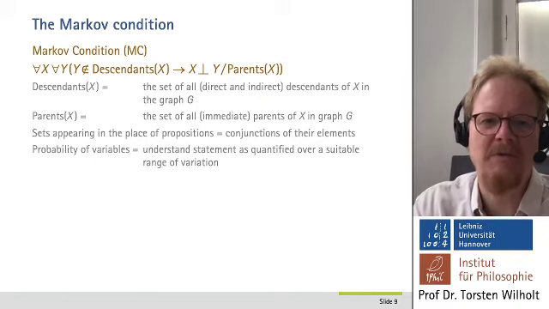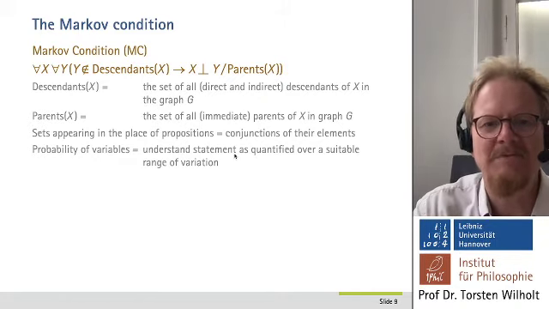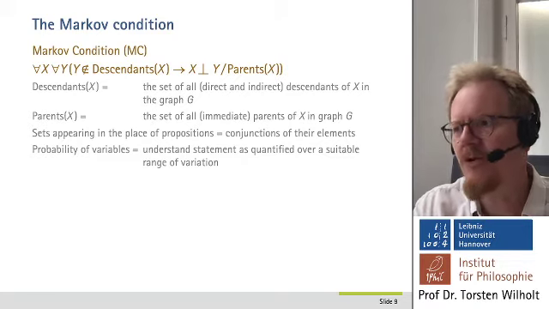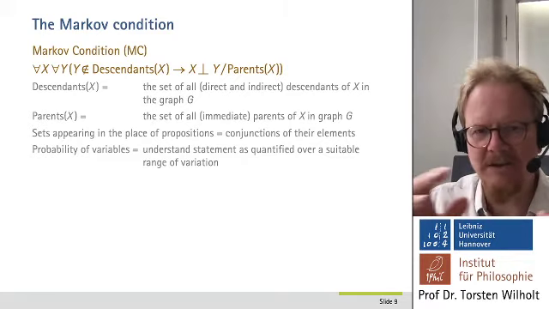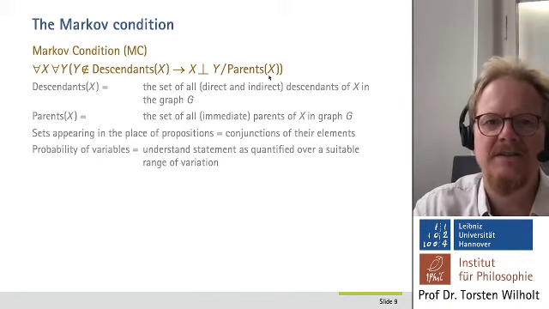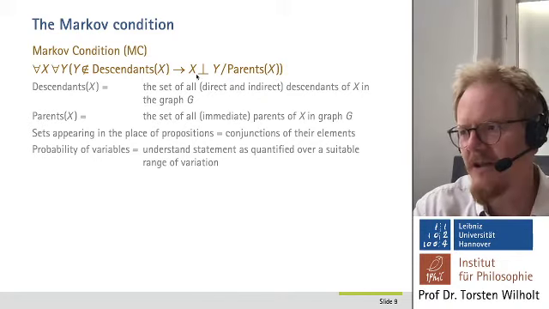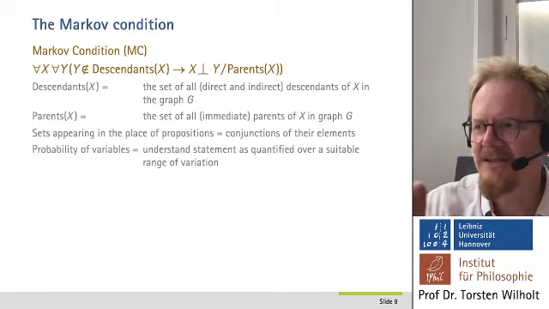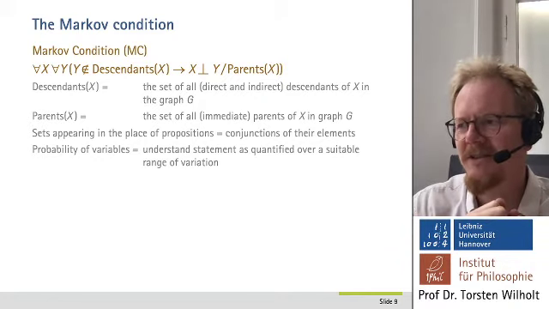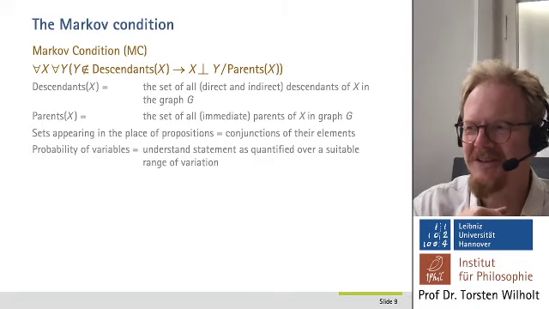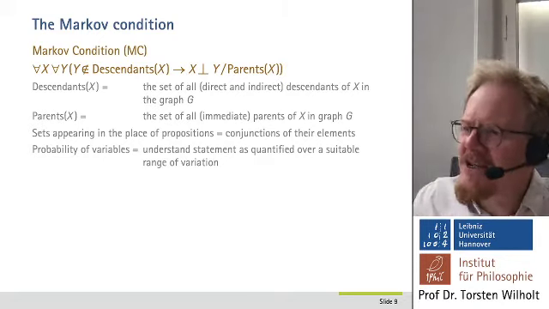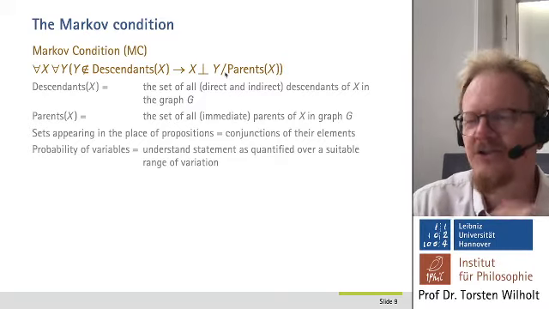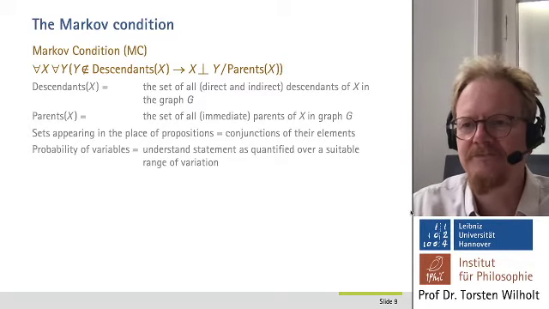So what we mean by talking about the probability of variables is we should understand this statement as quantified over a suitable range of variables. So for all these possible values that the variable can take, it is always screened off. It's complicated. It's better to leave this like this for the moment, and not only for the moment, but for the rest of the lecture. I'm not going to go into this. So for a range of relevant and interesting values that these variables can take, the screening off relation should hold. So that's the thing.